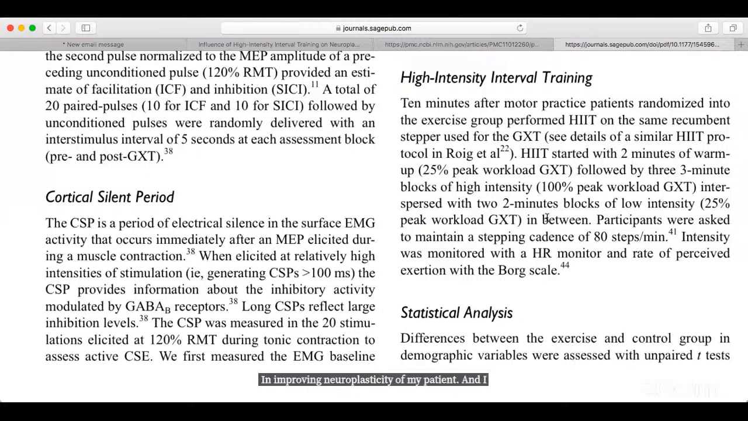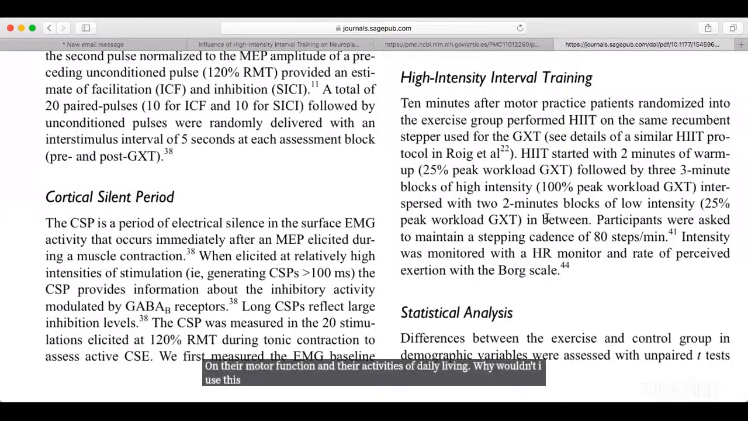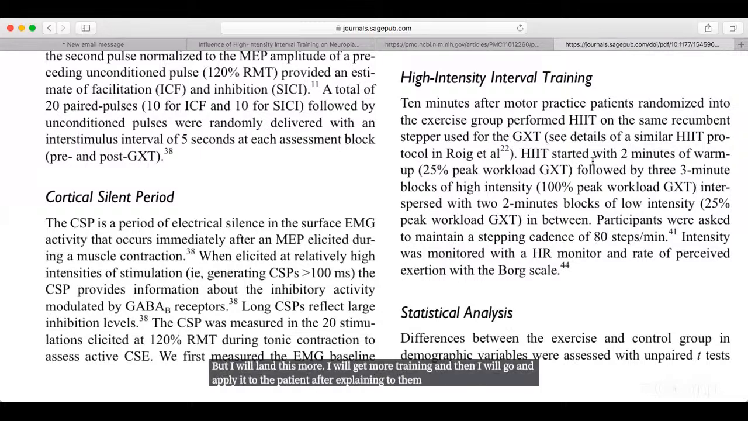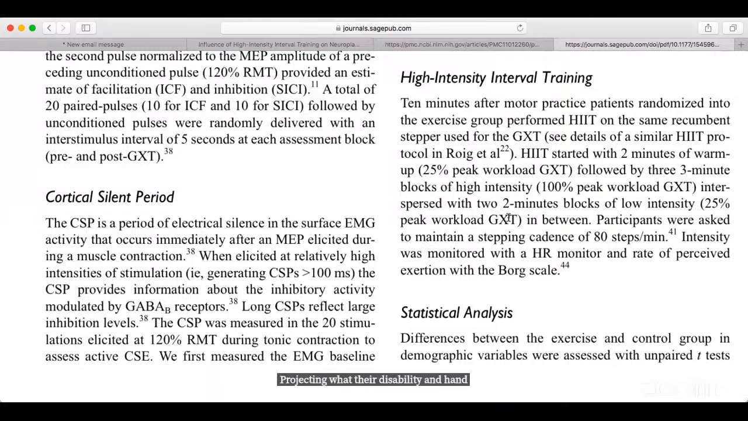I know that improving neuroplasticity of my patient will have an impact on their motor function and their activities of daily living. Why wouldn't I use this for my stroke patient? I will use it, but I will learn this more. I will get more training, and then I will go and apply it to the patient after explaining to them how this works and how it is going to improve their condition from impairment, projecting what their disability and handicap will be with the improvement that we are going to get in this.